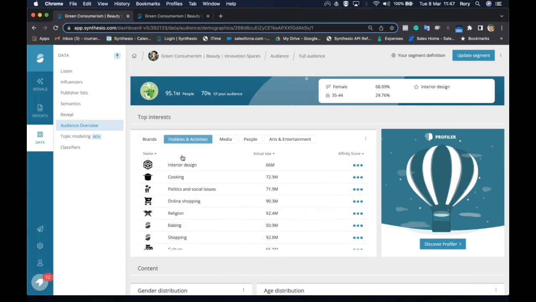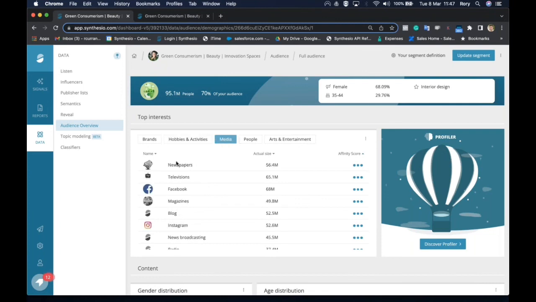We can then also focus in on hobbies and activities. So again, if it comes to creating content or targeting specific niche audiences, we can get a very clear understanding of what their interests are from the perspective of their hobbies and activities and so on. So very interested in political and social issues, interior design, cooking, and so on.